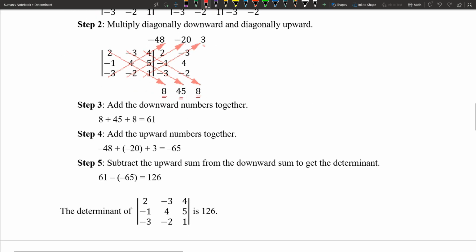So we are adding the downward numbers together. So that is 8 plus 45 plus 8. We are getting the result as 61. Then adding the upward numbers together, minus 48 plus minus 20 plus 3, we are getting minus 65. Then subtracting the upward sum, that means minus 65, from the downward sum, that means 61 minus of minus 65 is equal to 126. So that is the determinant of that particular matrix.